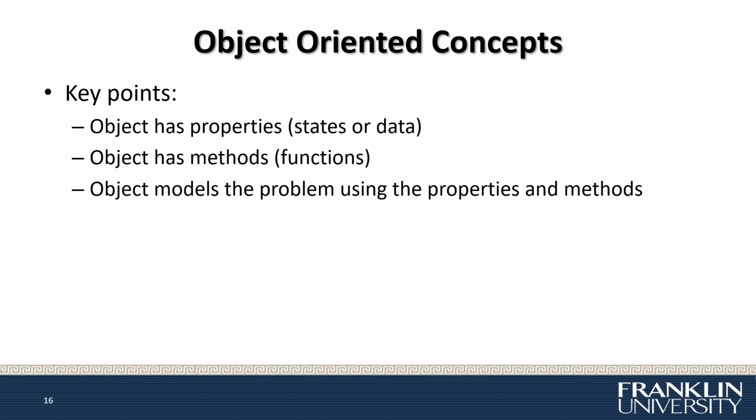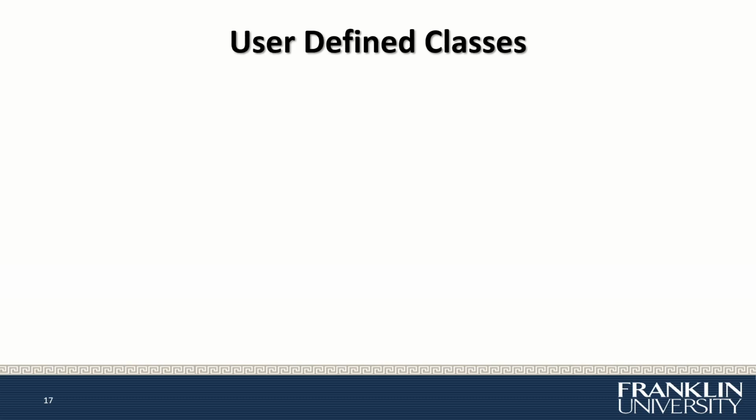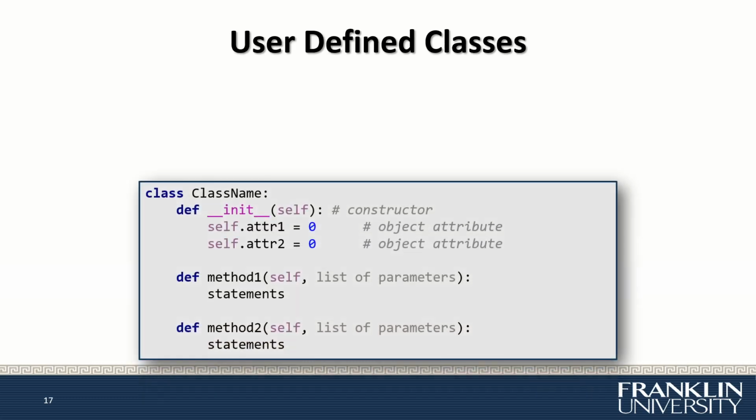And the key point here is, remember an object has properties, the state or data inside the class. An object has methods, functions associated with the class, and an object models the problem using properties and methods. So we try to model the problem with the properties and methods, so that the data and the methods should model the problem we try to solve. For example, let's look at how we define the class structure first.